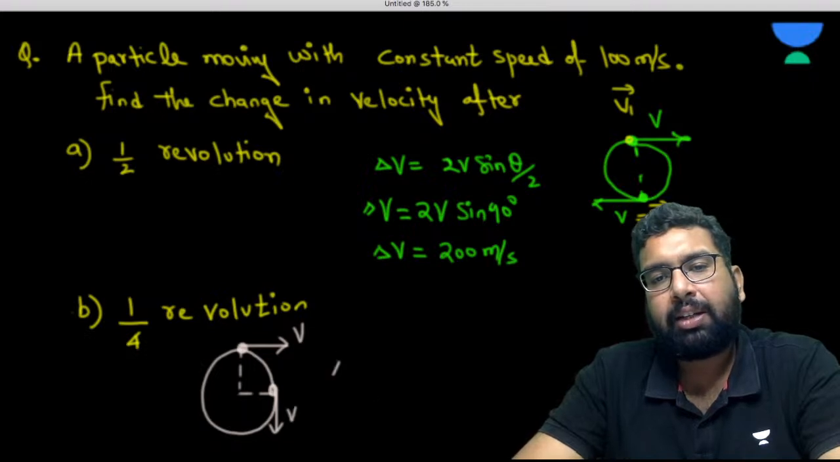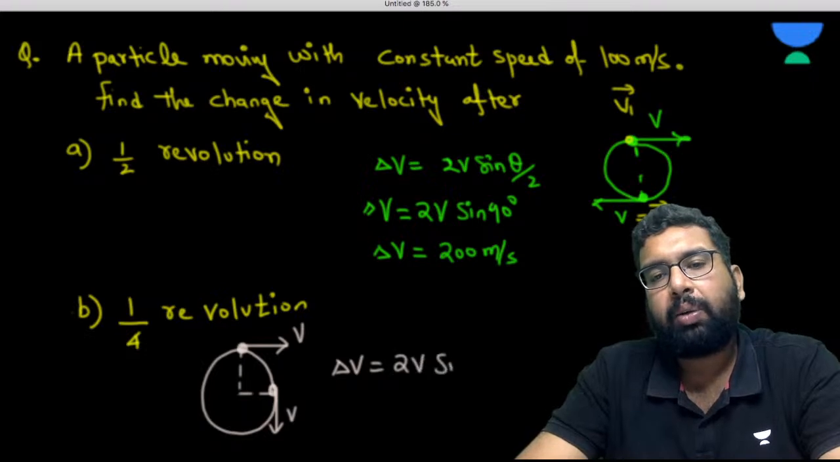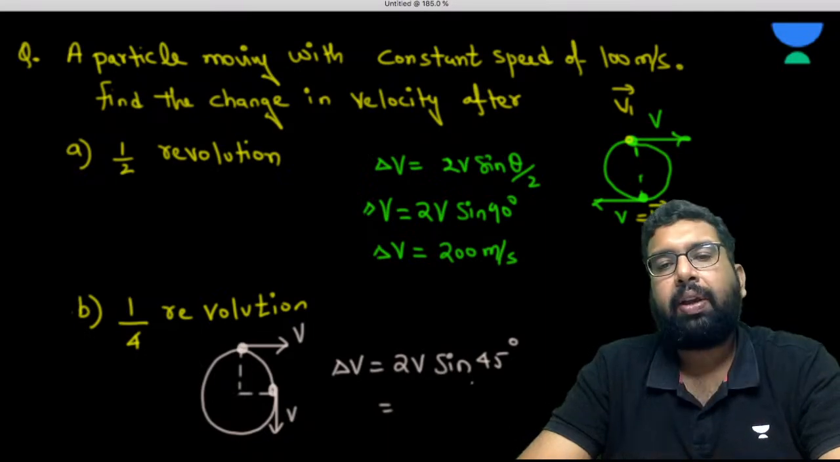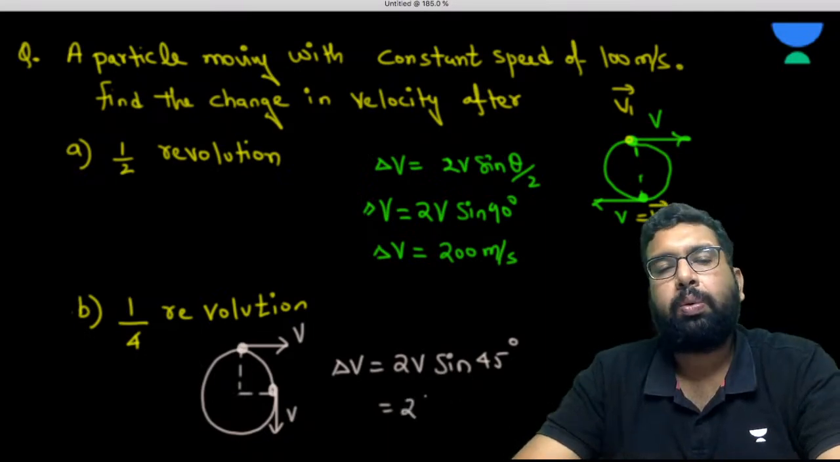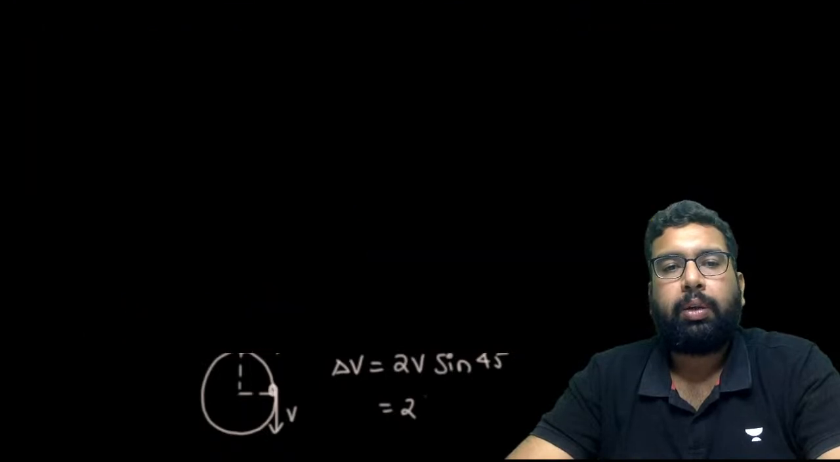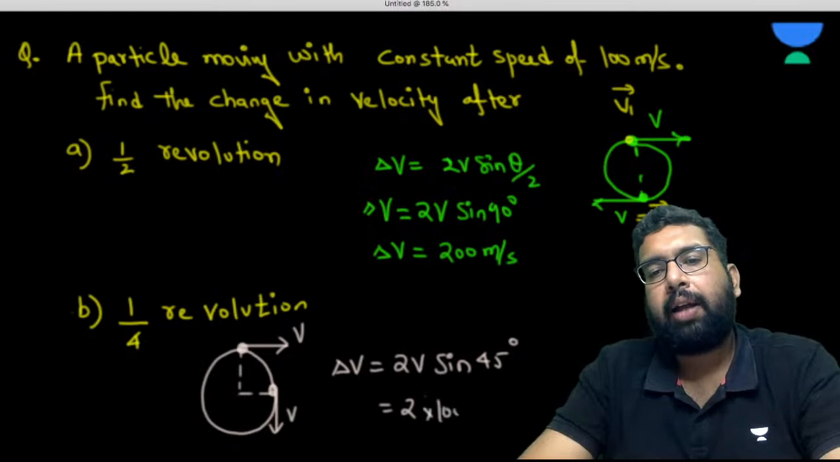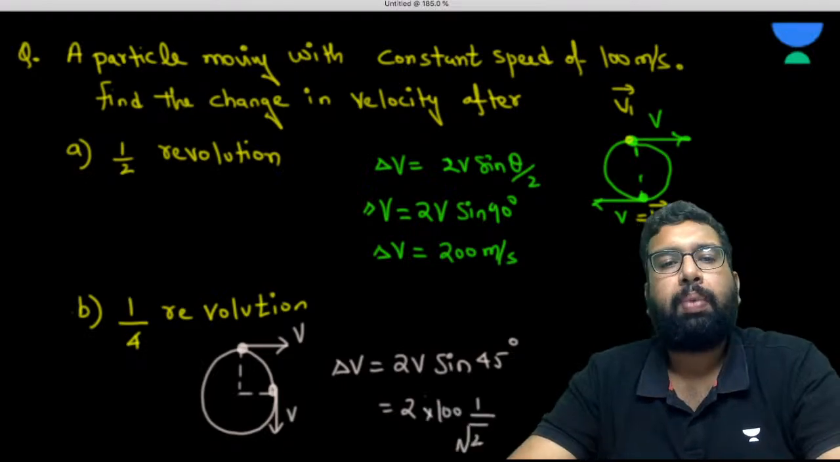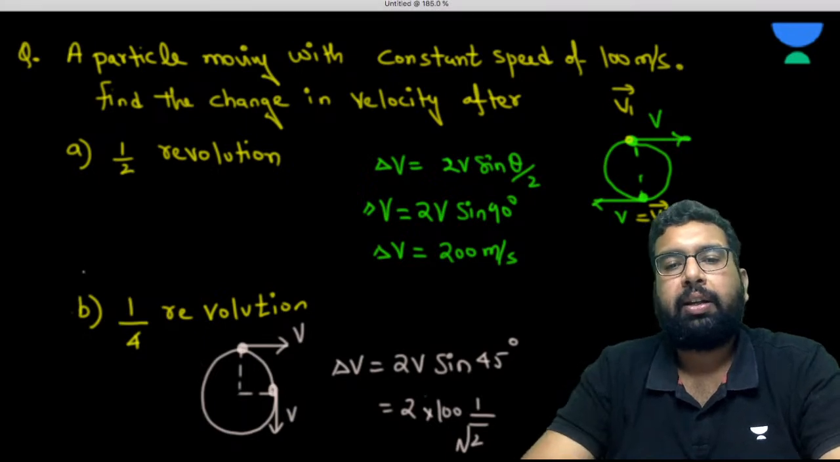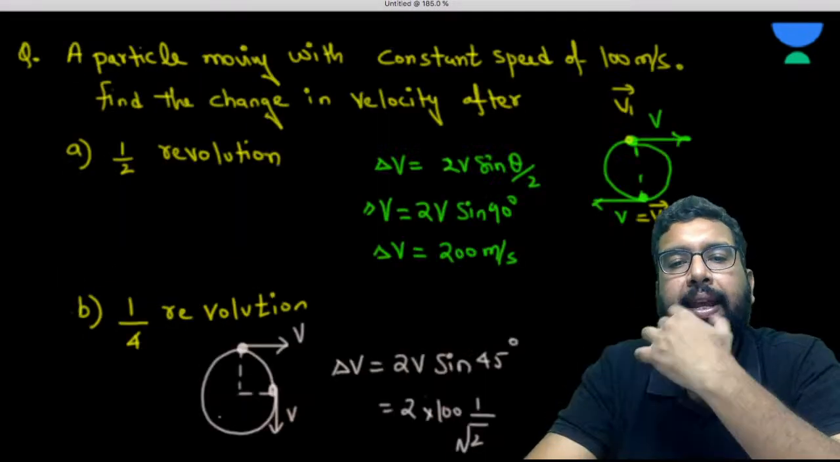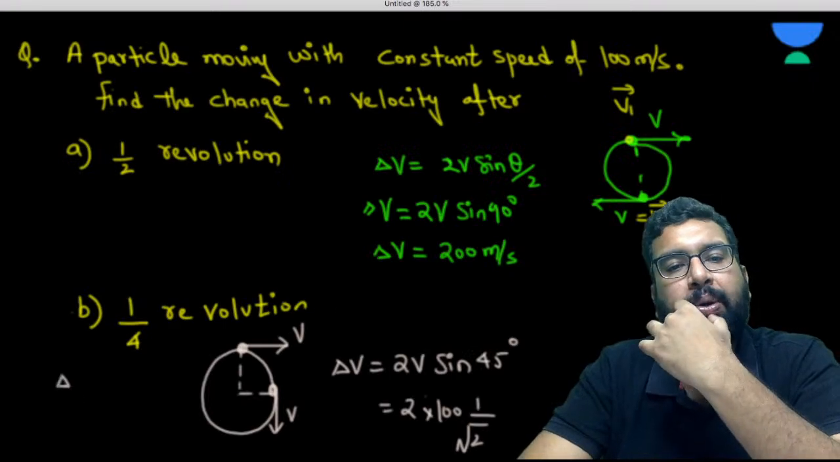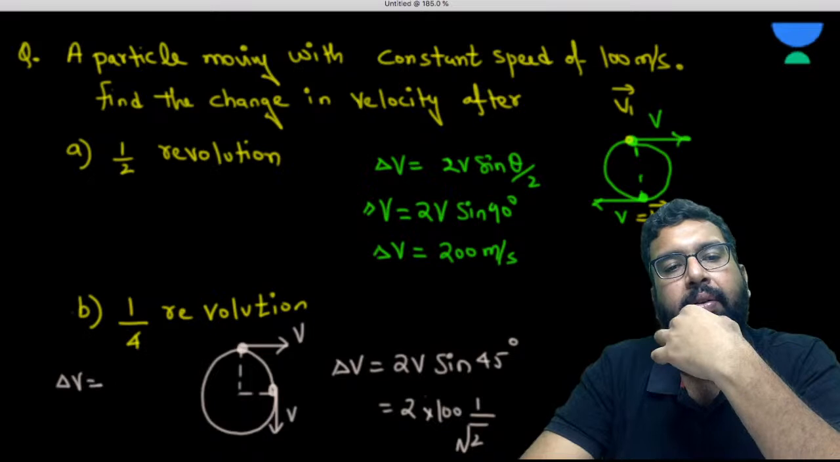Okay, so what is going to be the change in velocity? So it is going to be 2v sine theta by 2. So it is going to be 2v sine 45. Okay, so sine 45 is 1 by root 2. So it is going to be 2 into 100, and sine 45 is going to become 1 by root 2. So basically, change in velocity is going to become, in this case, 100 root 2.